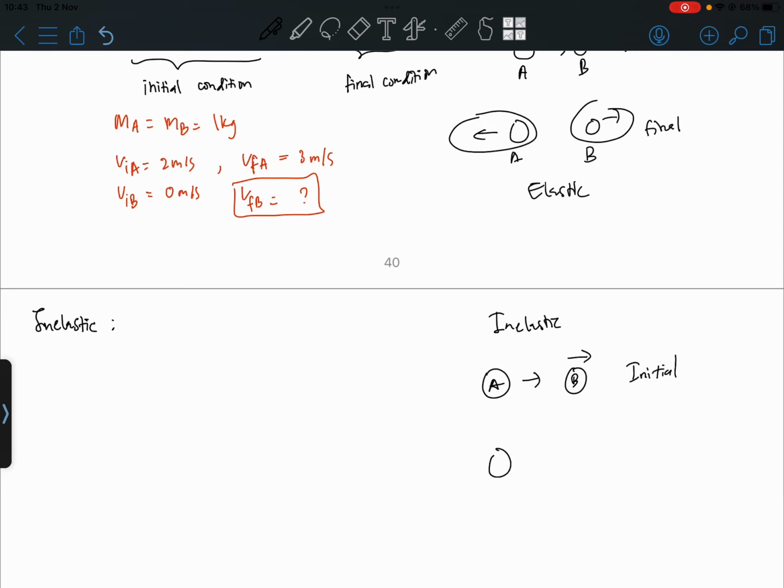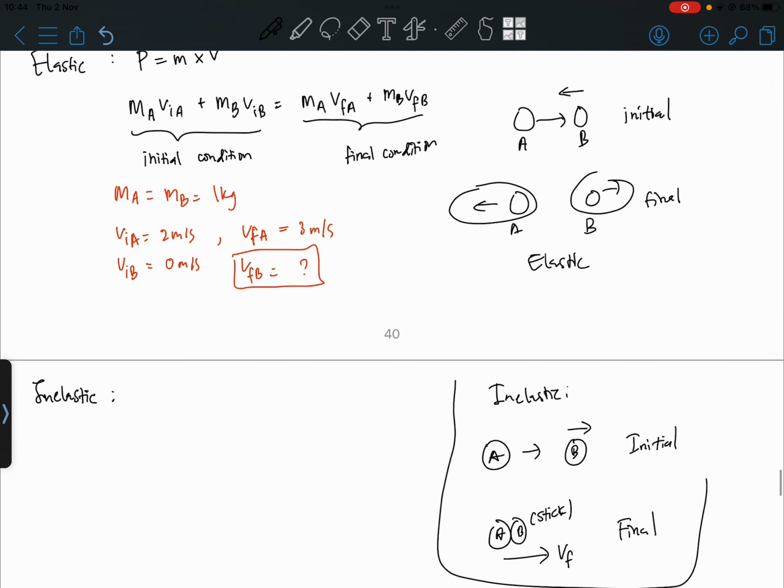And finally they will stick together. This is the combined velocity. Their combined velocity is to the right too. Okay, so this is VF, the final condition. So this is inelastic. They will stick, A and B, like glue. But for the elastic, they don't stick. They move in a different direction.